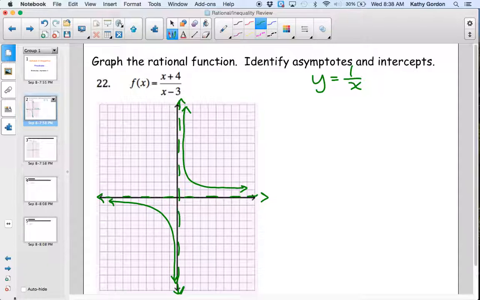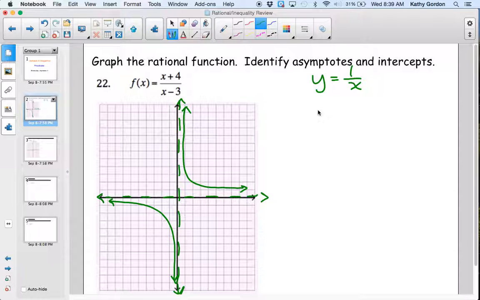They are in opposite corners of each other because we have that symmetry with the origin, so this is an odd function. Both ends of our curve are getting closer and closer to the asymptotes. This end of the curve is getting closer and closer to my vertical asymptote. This end is coming down and getting closer and closer to my horizontal. And the same thing happens over here. Okay? So in general, we get graphs that look like this.